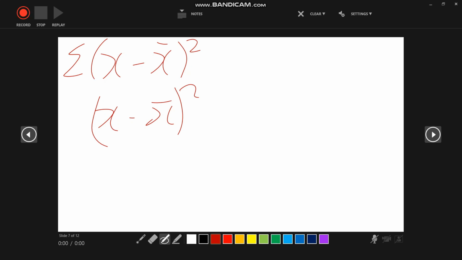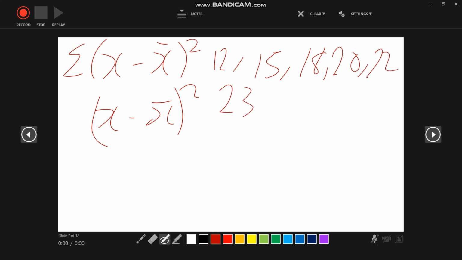Now the data set we have is 12, 15, 18, 20, 22, and 23. These are our x. So we do x minus x bar for each one, and you square it. You do it for all the data in this question. So this is x, this one is x, this one is x, this one, and this one.